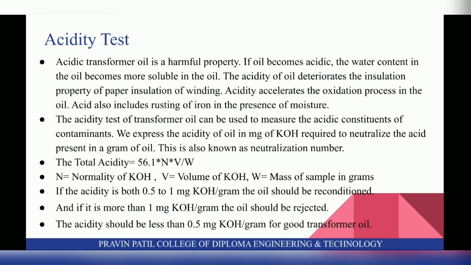The acidity test of transformer oil can be used to measure the acidic constituents of contaminants. We express the acidity of oil in mg of KOH required to neutralize the acid present in a gram of oil. This is also known as neutralization number. The total acidity is equal to 56.1 into N into V upon W, where N is the normality of KOH, V is the volume of KOH, and W is the mass of sample in grams.